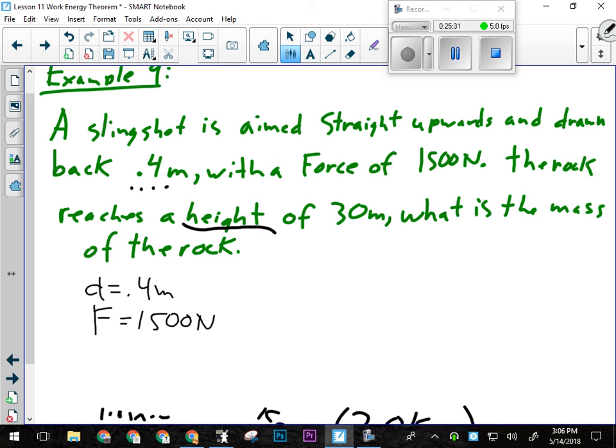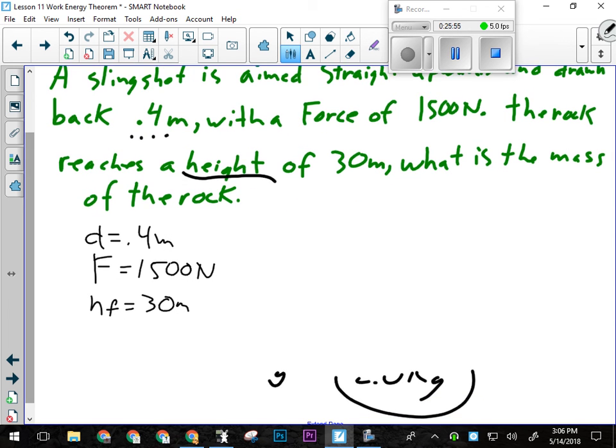Would that be our initial or final height? Final. That's the height it reaches. So its final height is 30, and we said just before we started this that we needed to assume our initial height was what? 0. I haven't seen anyone fire a slingshot while floating in the air, right? So we have to assume they were standing on the ground or lying on the ground when they did this. So our initial height is 0 meters.